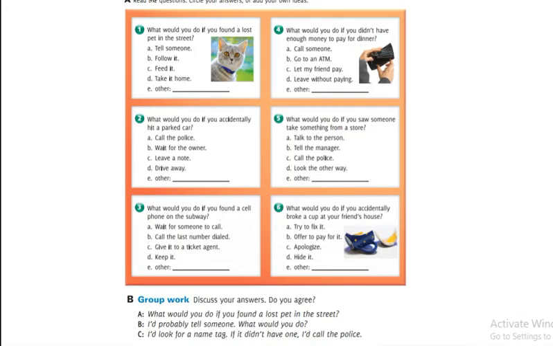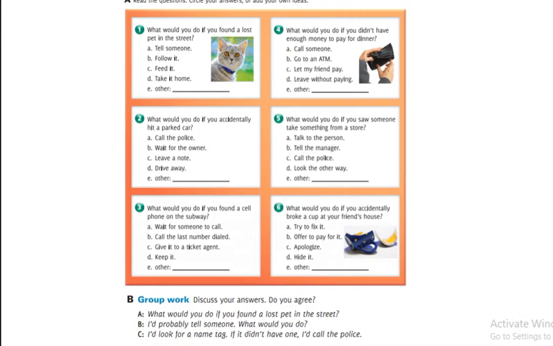Well, there's an activity about What would you do if you found a lost pet in the street? Tell someone, follow it, feed it, take it home, other. And what would you do if you accidentally hit the parked car? Call the police, wait for the owner, leave a note, drive away. I think leaving a note. What would you do if you found a cell phone on the subway? Wait for someone to call the last number dialed, give it to a ticket agent, keep it, other.